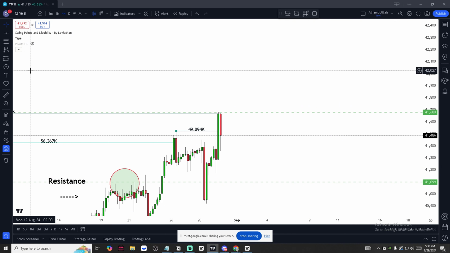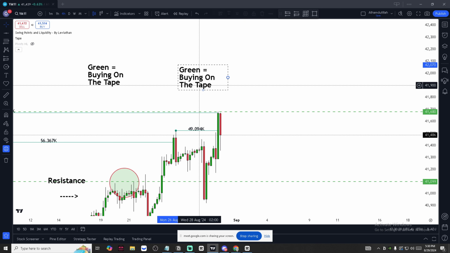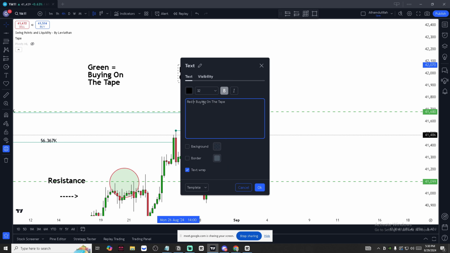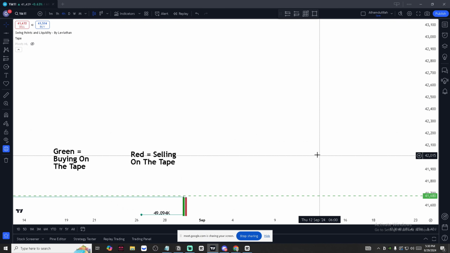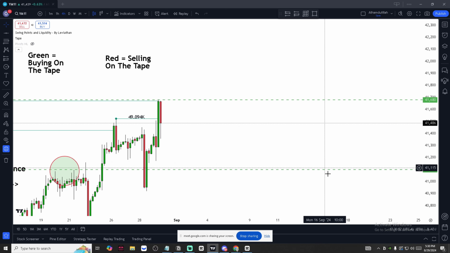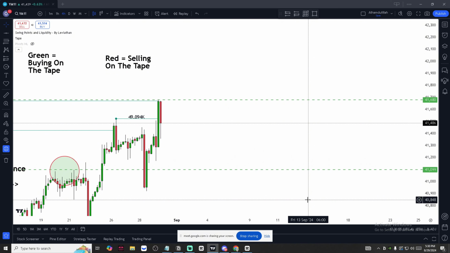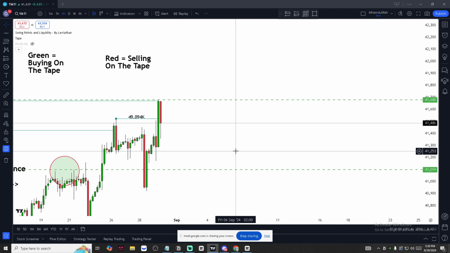So green means buying on the tape, and then red equals selling. You're going to be seeing two numbers once again, to the right over here, moving really fast, and you're going to be able to see the contract size, the amount of contracts being bought at the current price, and all the orders coming in.